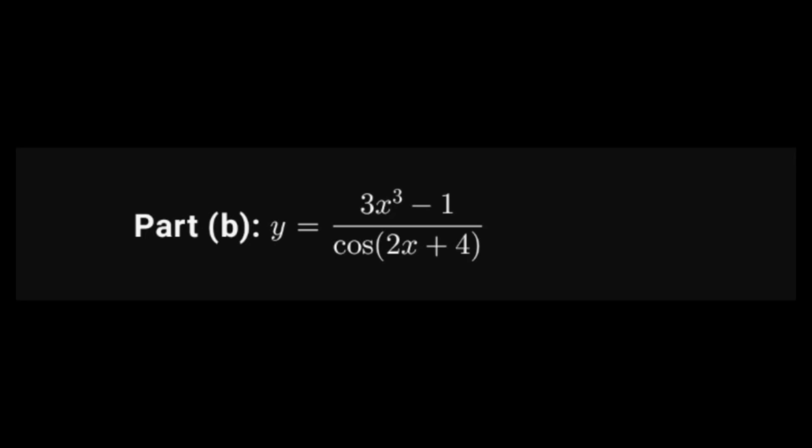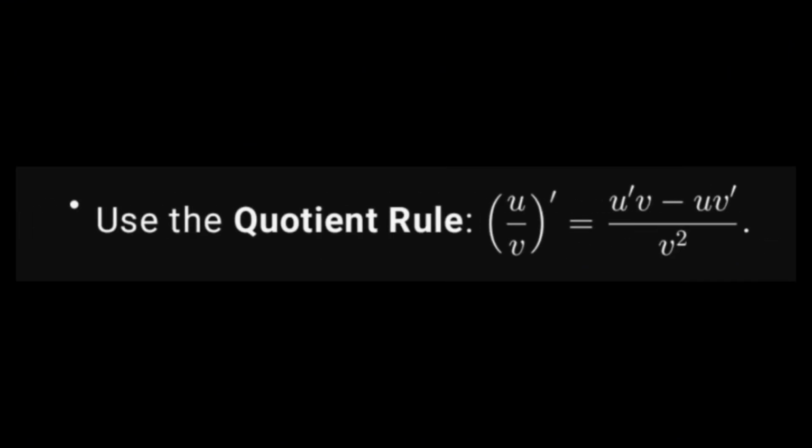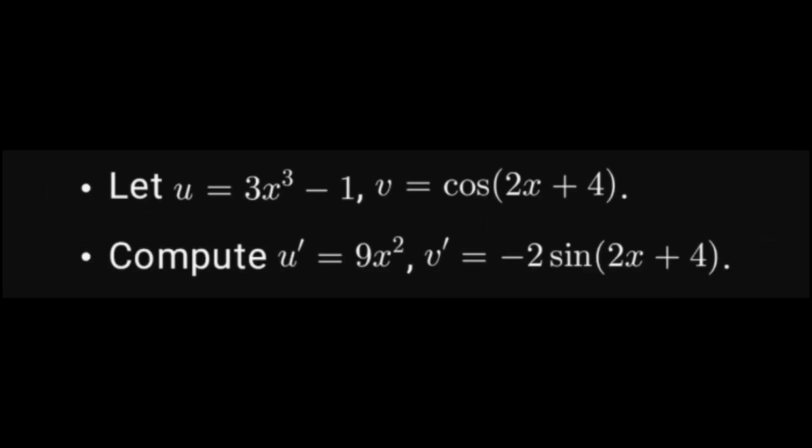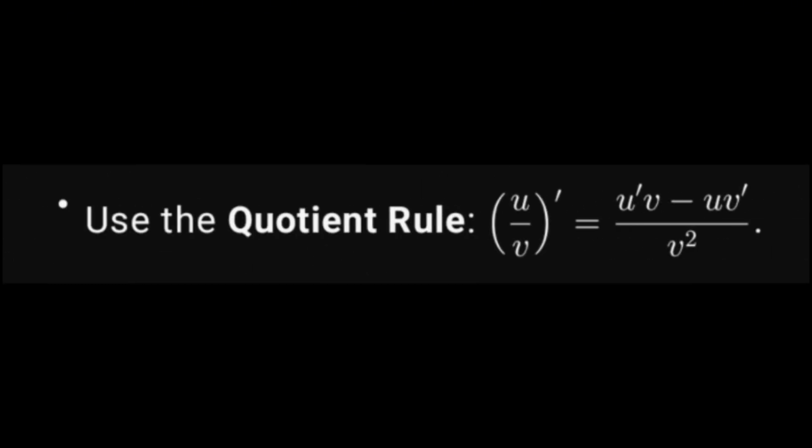So let's do the part B question. In this question, we see a division, so automatically we will use the quotient rule. First, let u equal 3x to the power of 3 minus 1, and v equal cos(2x plus 4).